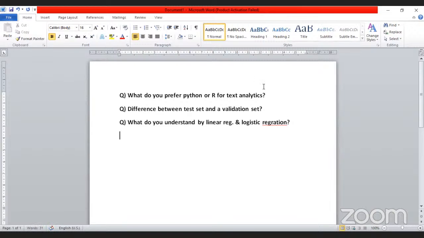Okay. Now our next question is, what is root cause analysis? In simple terms, try to give an answer for this. What do you understand when you hear root cause analysis? Try to answer this question. What is root cause analysis?